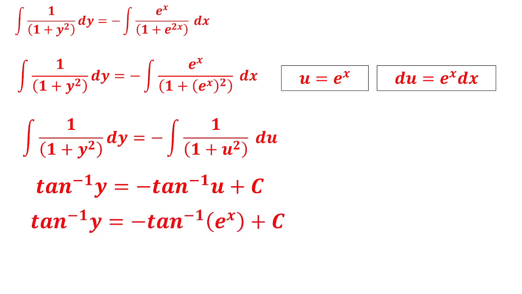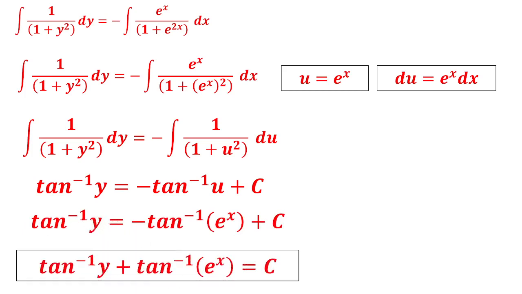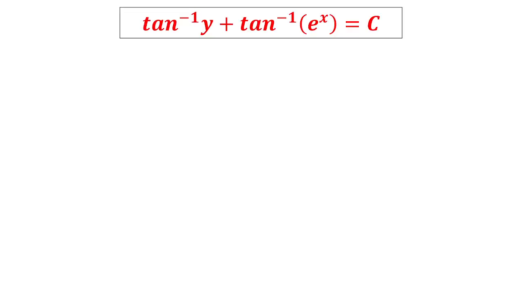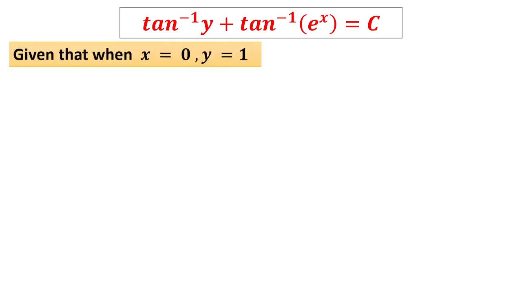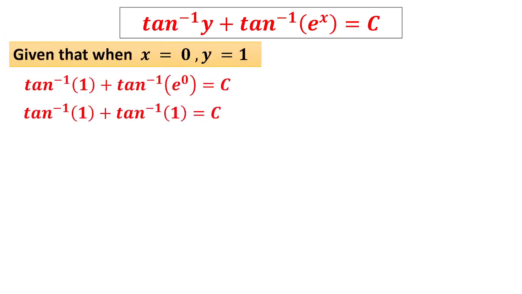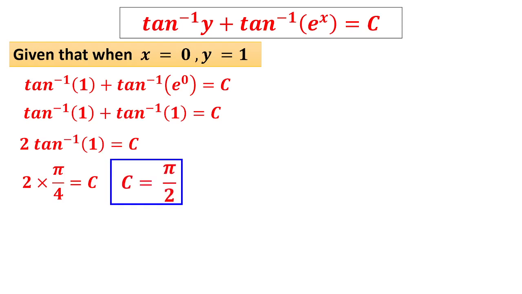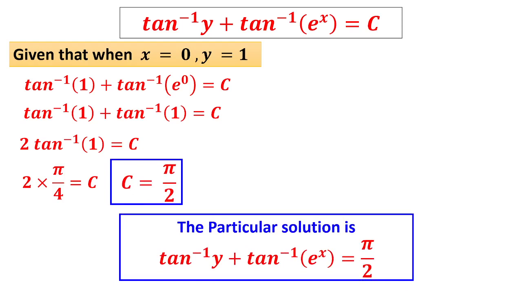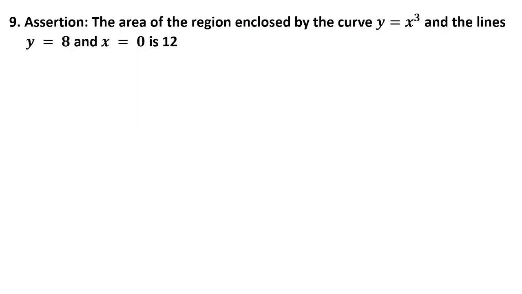And in this problem, you have been given the boundary values. Therefore, I have to make use of them. When x is equal to 0, y is equal to 1. Therefore, I am putting x is equal to 0 and y is equal to 1. I am getting the answer for c is 2 tan inverse 1, that is 2 into pi by 4, which is pi by 2. Therefore, put this value in the above general solution to get the particular solution. tan inverse y plus tan inverse e power x is equal to pi by 2. Move on to question number 9.